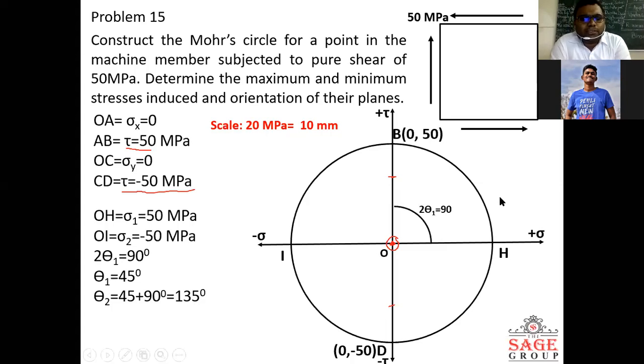As usual, 2 theta is 90 degrees, so theta is 45. Then theta 2 is 45, then the angle is 135. A very simple numerical. But if you have not solved this kind of numerical, you might leave this problem.